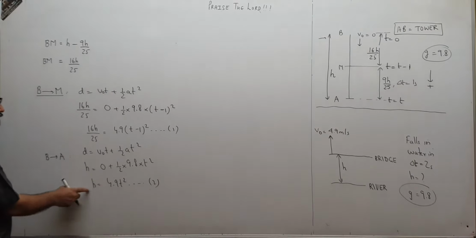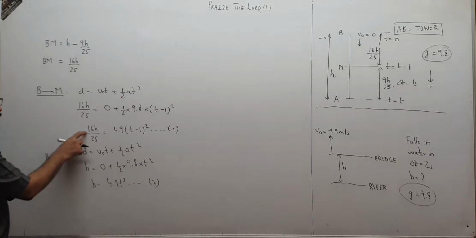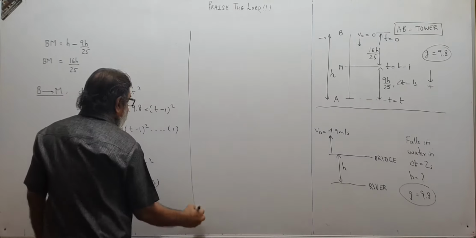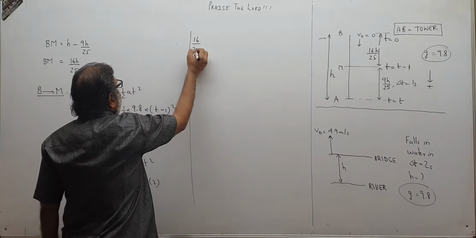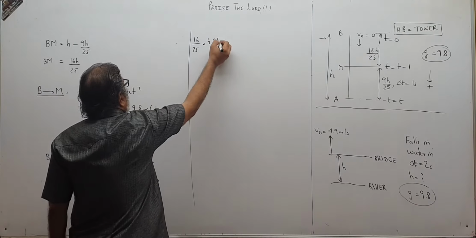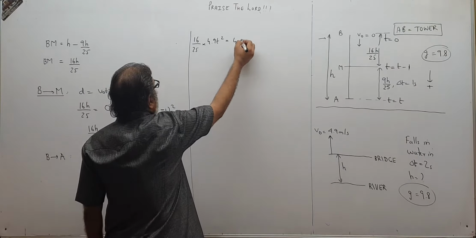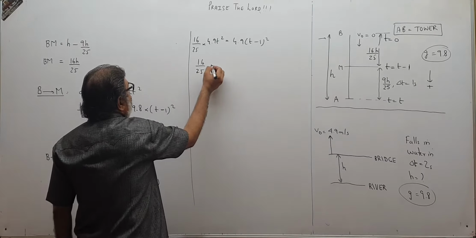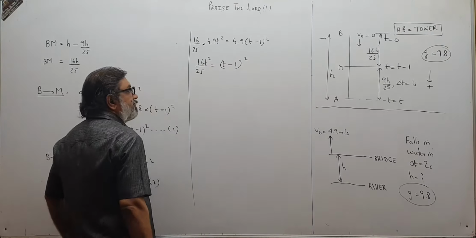Now two equations and two variables, h and t. We have to solve it. Put h as 4.9 t square over here. Then you will get a quadratic in t, and then you have to solve it. It will be like this. I put h as 4.9 t square over here. So 16 upon 25 into 4.9 t square is equal to 4.9 into t minus 1 whole square. 4.9 cancels out. 16 upon 25 t square becomes t minus 1 whole square.